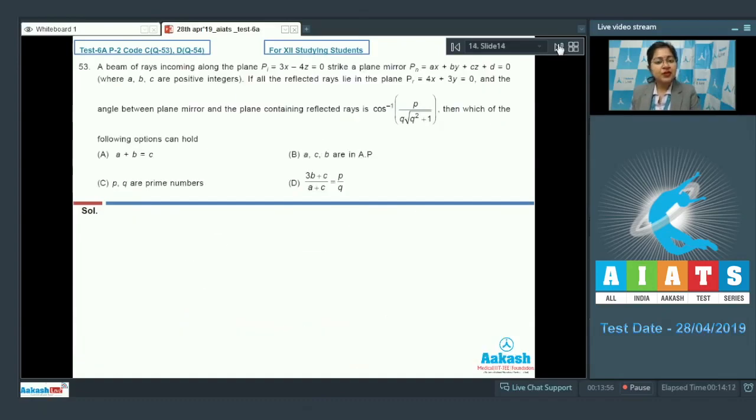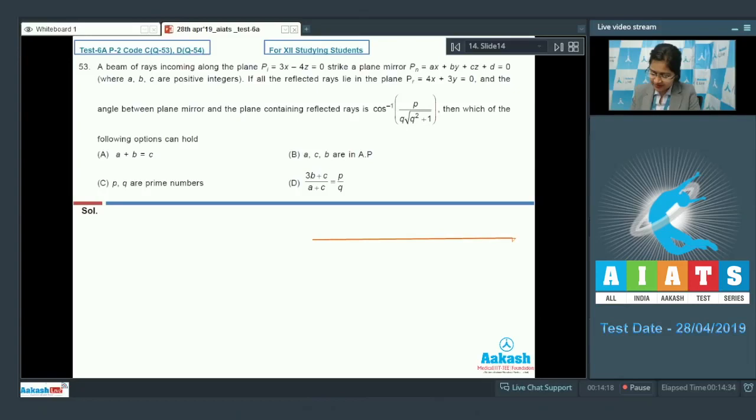Next is question number 53, which says that a beam of rays incoming along the plane PI strikes a plane mirror PN. If all the reflected rays lie on the plane PR and we have been given the angle between plane mirror and the plane containing reflected rays, then which of the following options is correct?